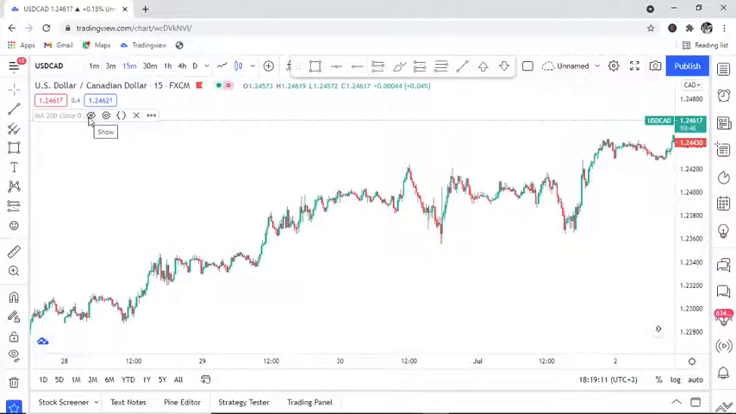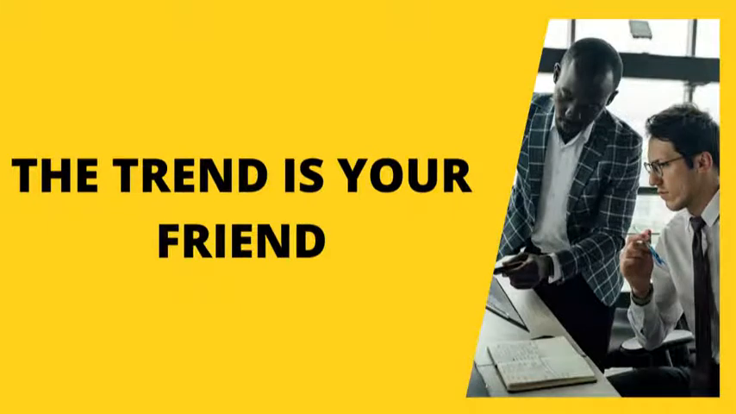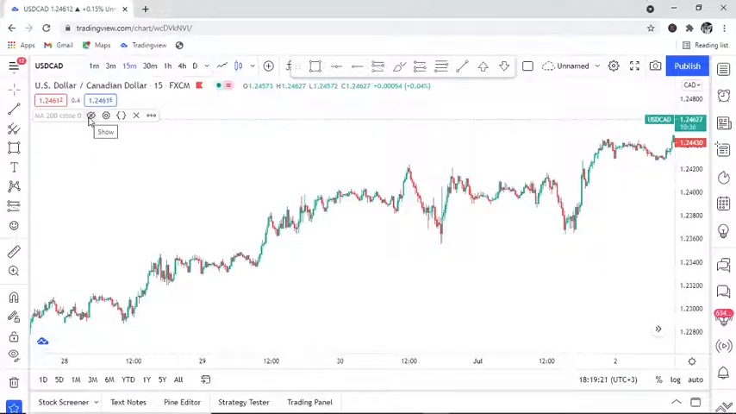If you've been trading for quite some time, then you've probably come across the saying that goes, the trend is your friend. What this saying means is that when you are trading with the trend, the odds of the trade working in your favor increase greatly, and when you are trading against the trend, the probability of the trade working in your favor reduces greatly.